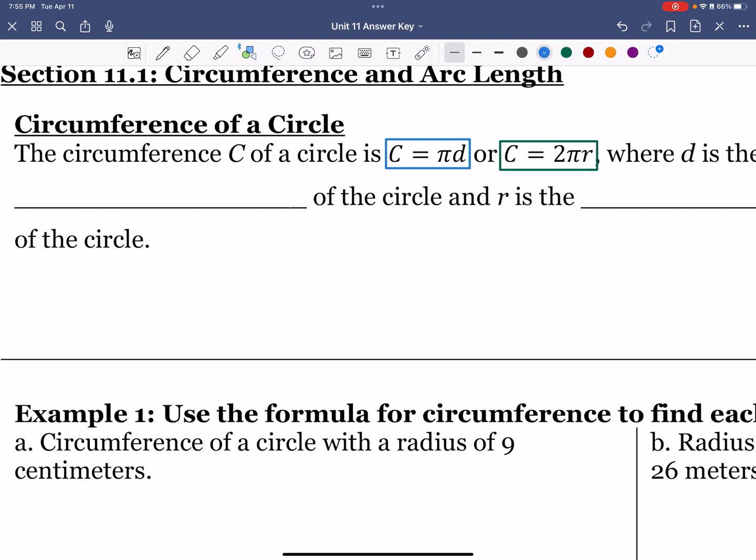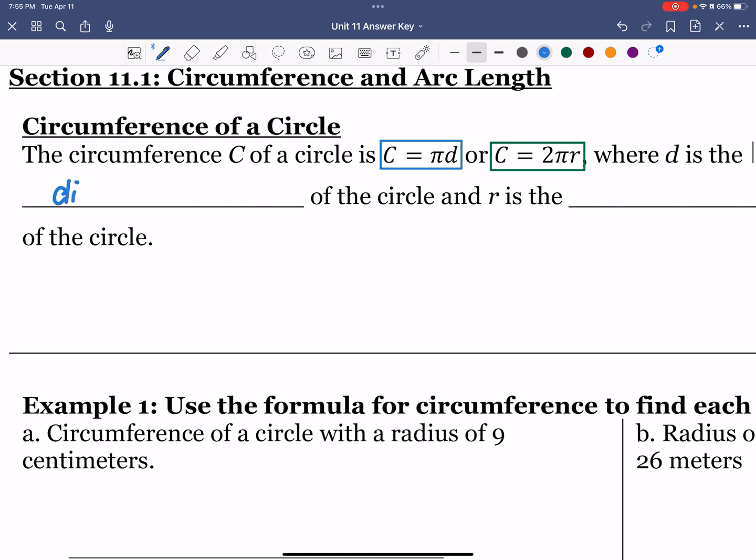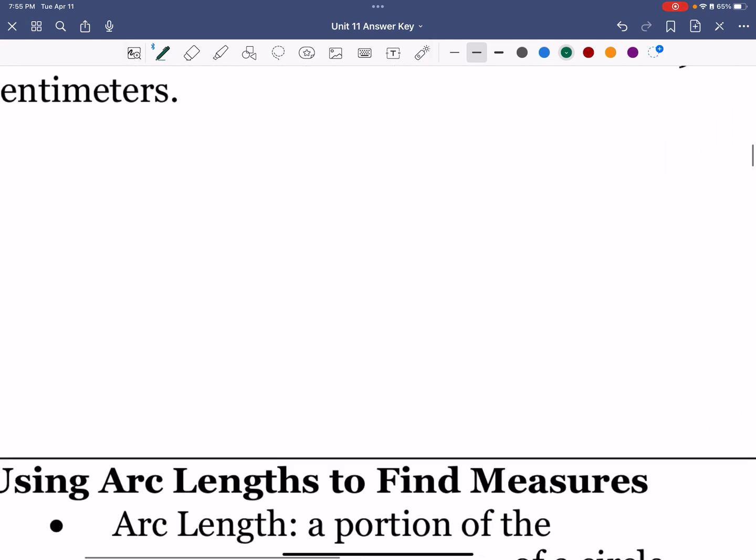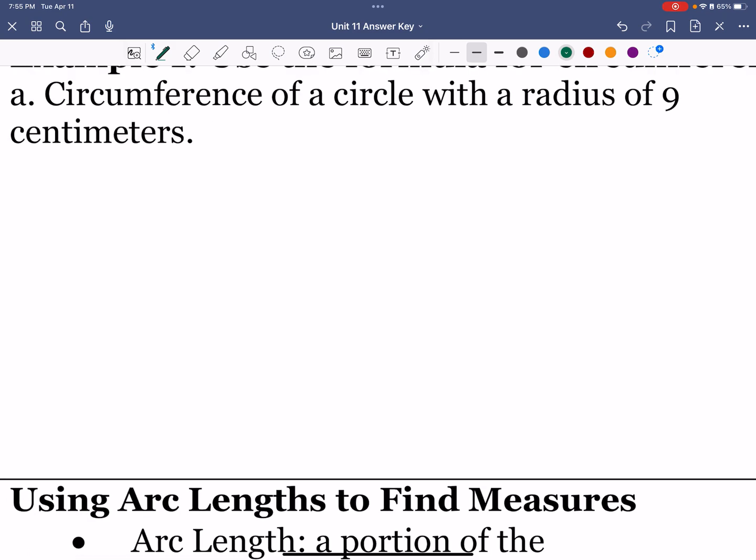The first one is dealing with pi times the diameter. And the second one is going to be 2 pi times the radius. And we know this because of the fact that the diameter is twice the length of the radius. So we have to make sure we take that into account. So then I said I have this lovely picture here that'll help me identify the fact that my circumference is around the circle. So coming here, circumference of a circle with a radius of 9 centimeters.